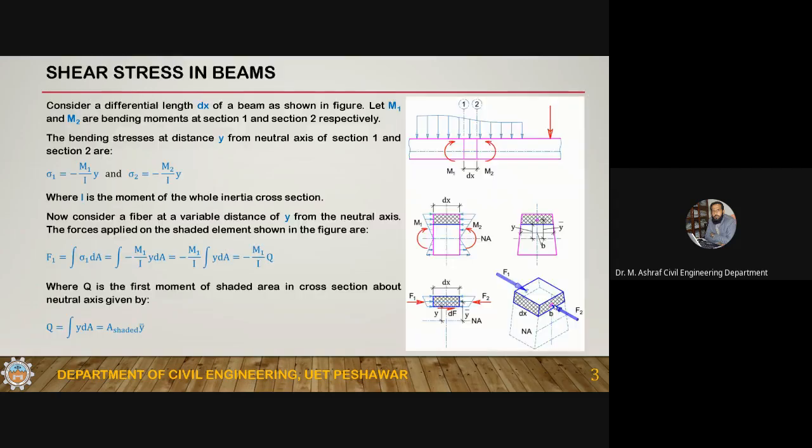Now I'm going to start shear stress in beams. You people are already aware of these things, but I want to revise this as I want to have a background for the shear flow. Okay, so I'm going to have a detailed discussion on this. So this is a member, a part of a beam, which is subjected to some generalized loading.